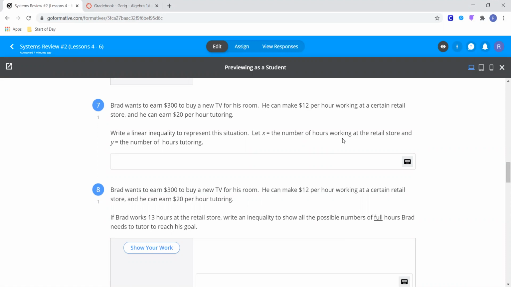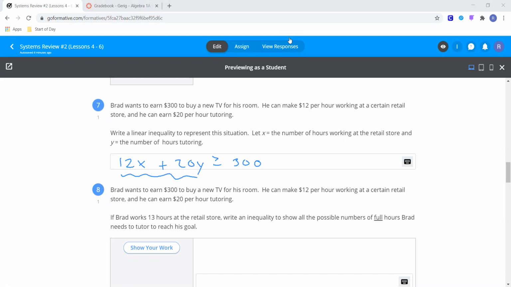We're going to let X equal the number of hours working at the retail store, and Y equal the number of hours tutoring. He makes $12 per hour at the retail store, so 12X, and then $20 per hour tutoring, so plus 20Y. If he's going to buy the TV, what he makes needs to be greater than or equal to $300. So there's your inequality.